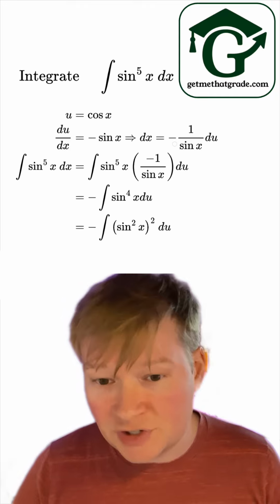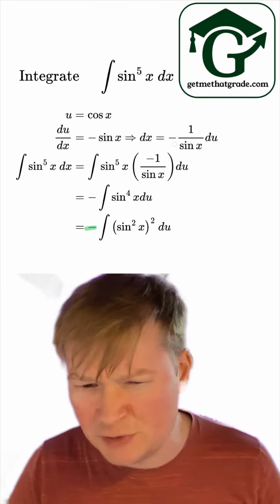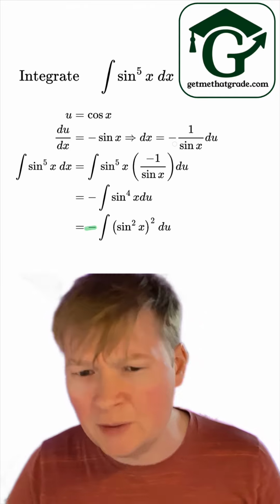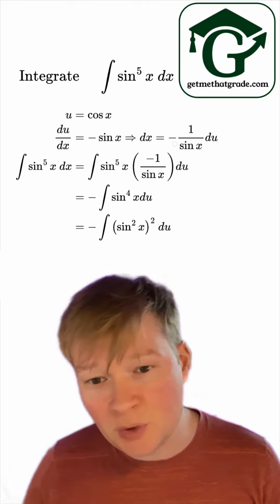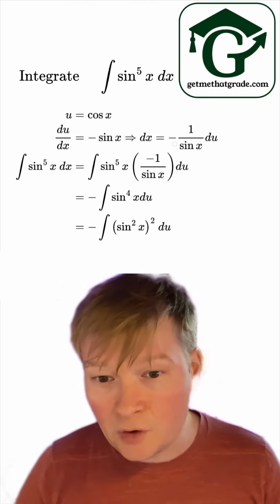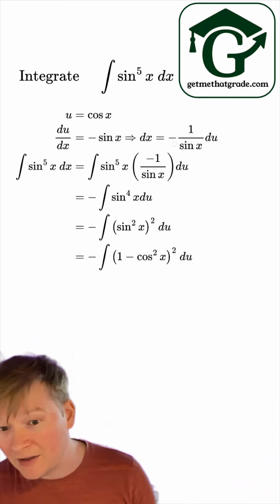Well, you can square sine squared to get sine to the power of 4. Notice I just put the minus sign on the outside, by the way. You're allowed to do that. Now we can make use of that identity. Sine squared plus cos squared equals 1. So therefore, sine squared is 1 minus cos squared. So we can put that in the brackets.